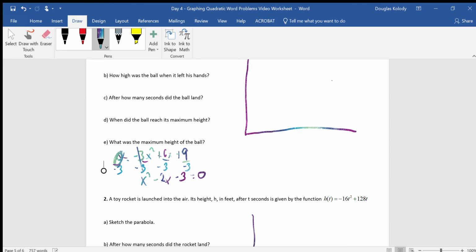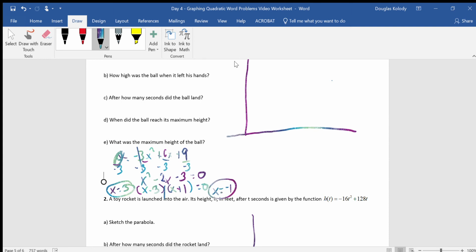I do believe this is the exact same problem in terms of its solutions as number one from the lesson. It's going to be x minus 3 and x plus 1. And so I draw my stick and I get two solutions. They are x equals 3 and x equals -1.